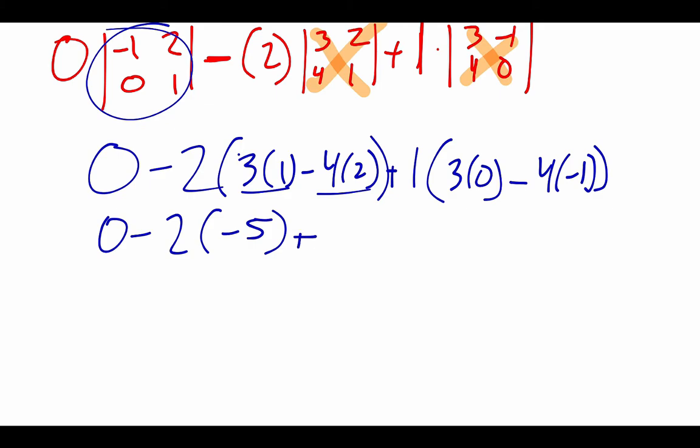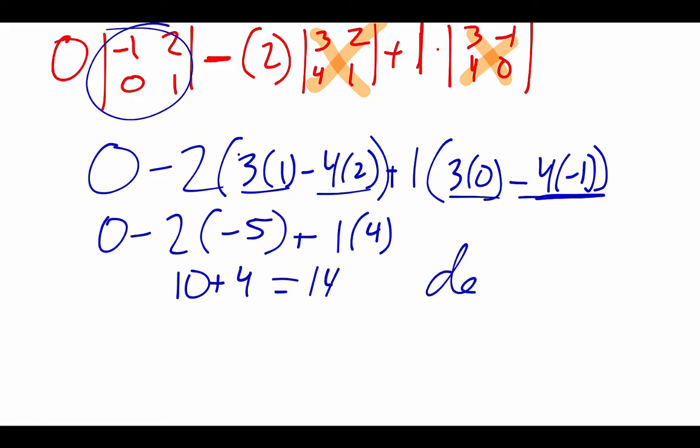Then plus, we got 1 times, this is 0 minus negative 4, so plus 4, so 1 times 4. So we got negative 2 times negative 5, that's 10, plus 4 gives us 14. So we can say the determinant of matrix A is 14.